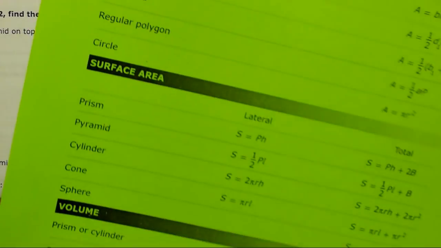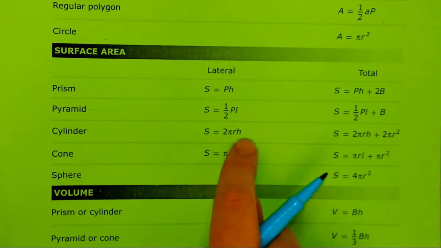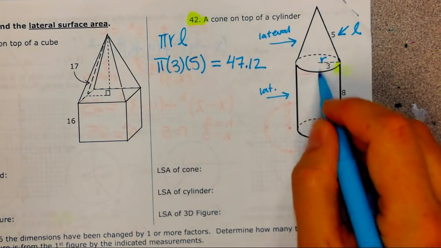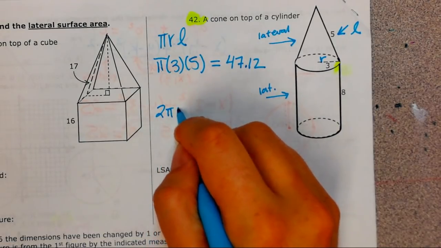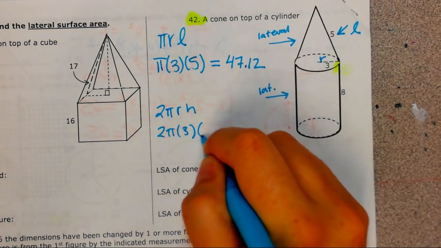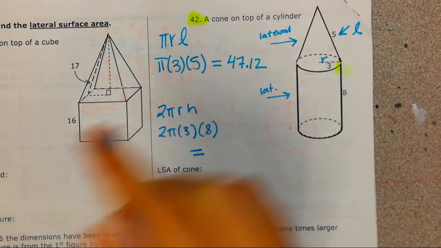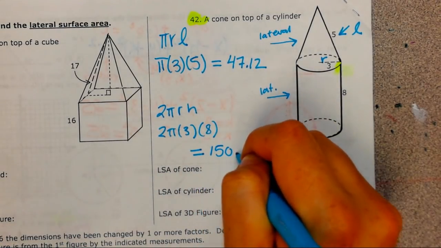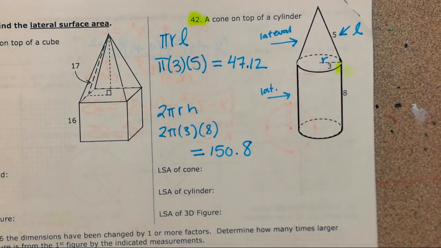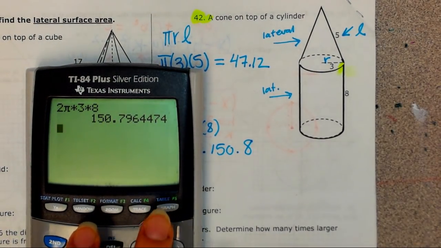For the cylinder, okay, we've got 2 pi RH, so that's our lateral. Okay. So for the cylinder, we have the same radius of 3, but we actually have a height of 8. So 2 pi times 3 times 8 gives us 150.796. So I'm going to round that to 150.8. This is what I get in my calculator, as you can see.